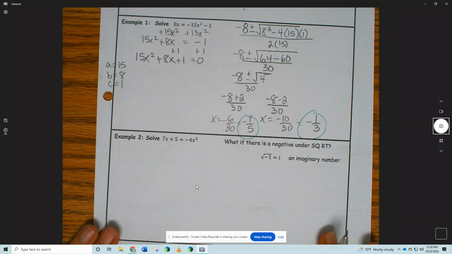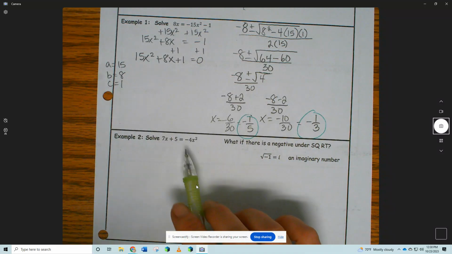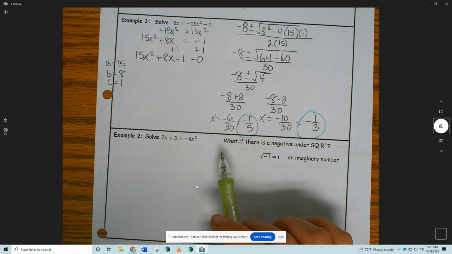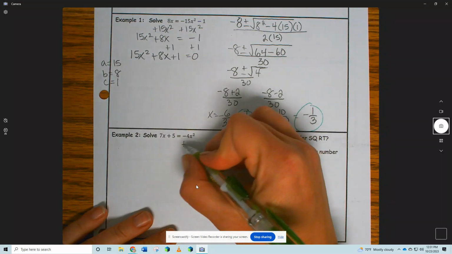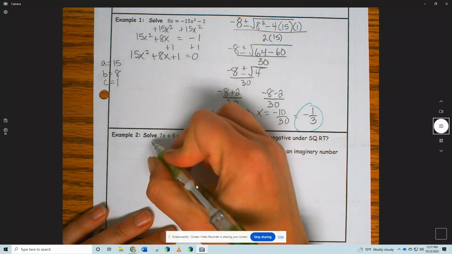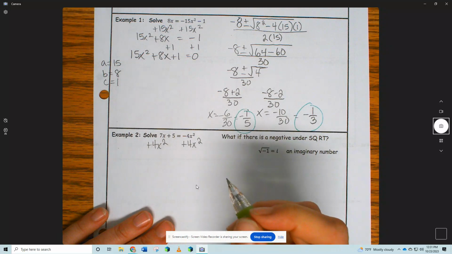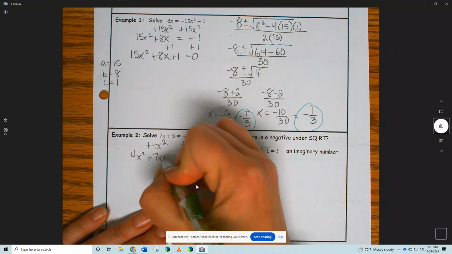Okay. Second one. Ooh, move things. Does not look good. What do I move? What do I move over? Because I can't do it like this. Negative 4x squared. So, everything's on one side. 4x squared plus 7x plus 5 equals 0.